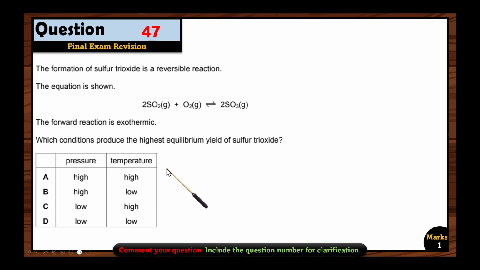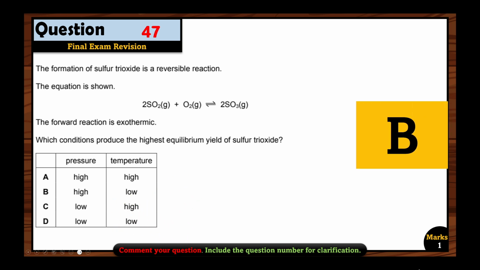Question 47. The formation of sulfur trioxide is a reversible reaction. The equation is shown here. The forward reaction is exothermic. Which condition produces the highest equilibrium yield of sulfur trioxide? If the reaction is exothermic, it means we have to use low temperature, so option B or D can be right. And what about the pressure? We have more moles in the reactants, so if you increase the pressure, it will help the product, right? So low temperature and high pressure, option B is the right option.